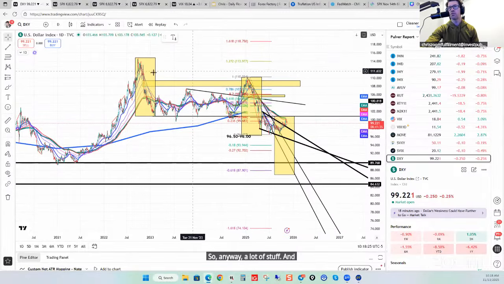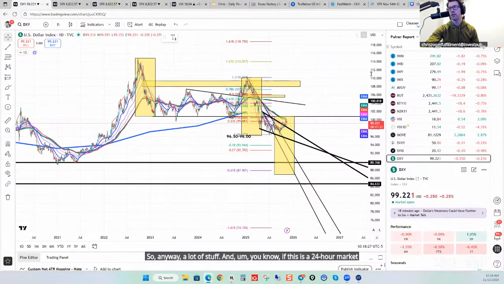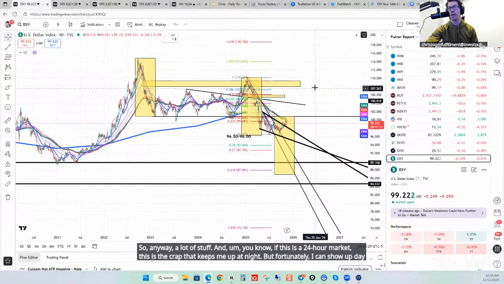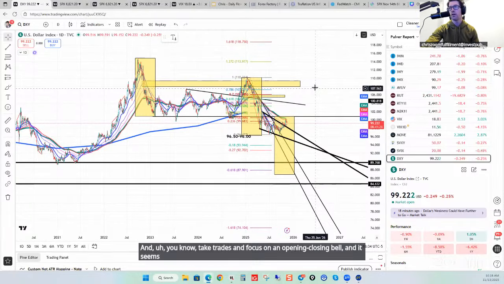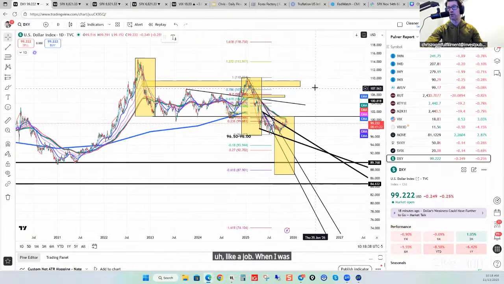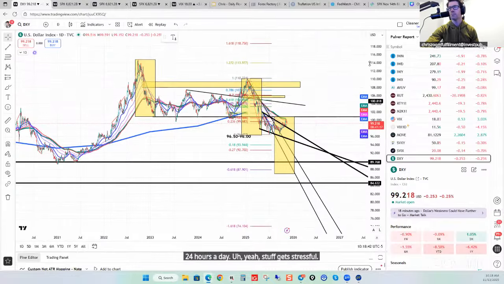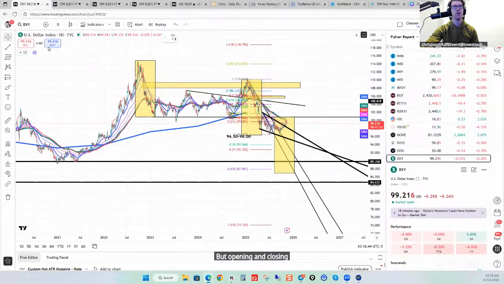And if this is a 24-hour market, this is the stuff that keeps me up at night. But fortunately, I can show up day to day, take trades, and focus on an opening and closing bell. And it seems a little bit more like a job. When I was running a currency fund for 24 hours a day, stuff gets stressful. But opening and closing bell is not a big deal.